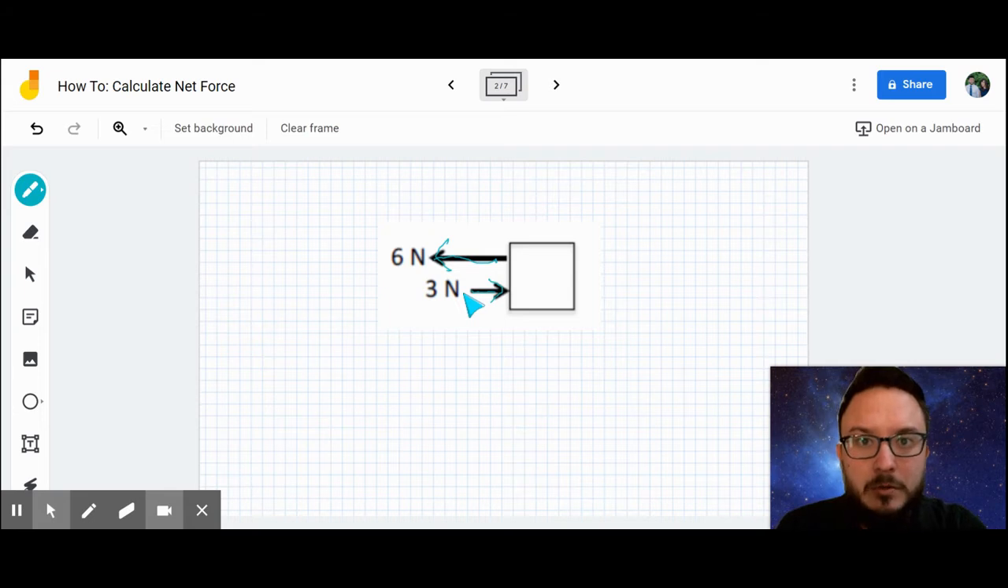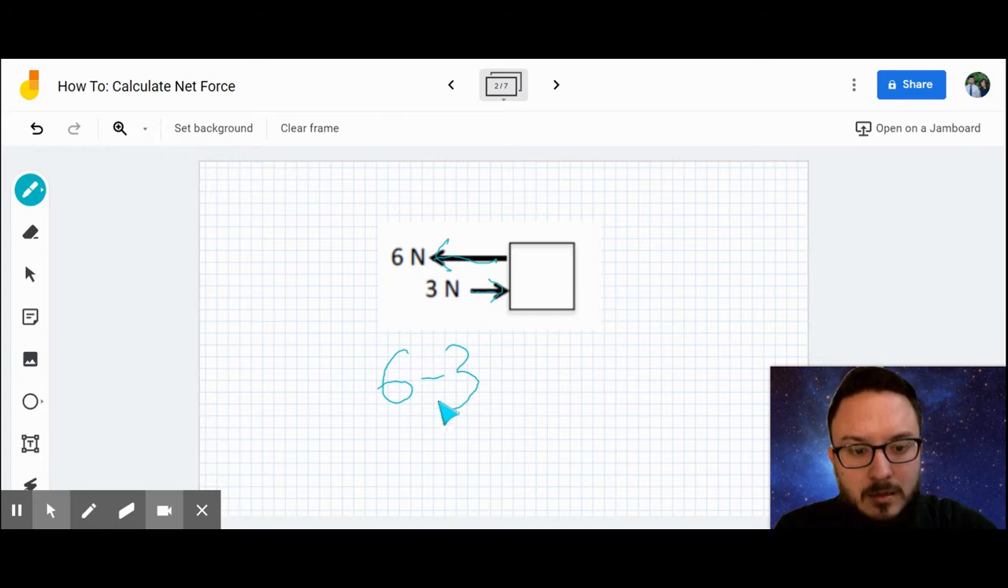So what do we do when we have forces moving in the opposite directions? We subtract. So all I have to do to find my net force is take 6 minus 3. We're always going to do the bigger number first. And that is equal to 3 newtons.